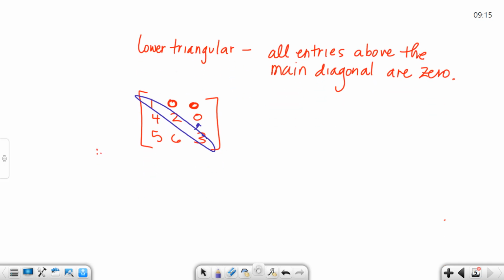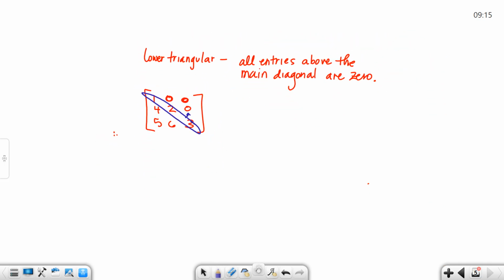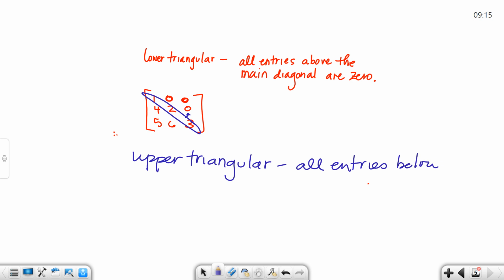Okay, you'll also have one that's upper triangular that works exactly the same way but in reverse. Upper triangular says that all entries below the main diagonal are 0. Okay.